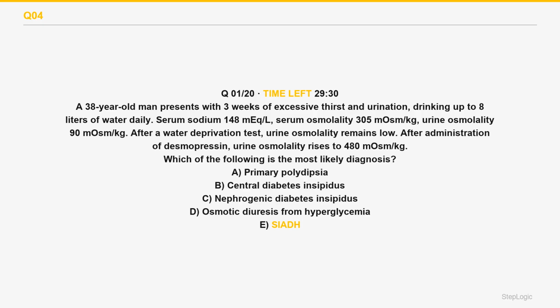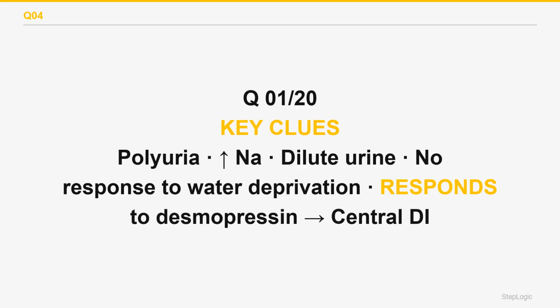Read the command: most likely diagnosis. Polyuria, polydipsia, high serum sodium and osmolality, dilute urine that stays dilute after water deprivation, but concentrates after desmopressin: central diabetes insipidus. Diabetes insipidus is a defect in water conservation. The water deprivation test does not concentrate the urine in either form of DI. The kidney keeps wasting free water. The desmopressin step is what separates them.